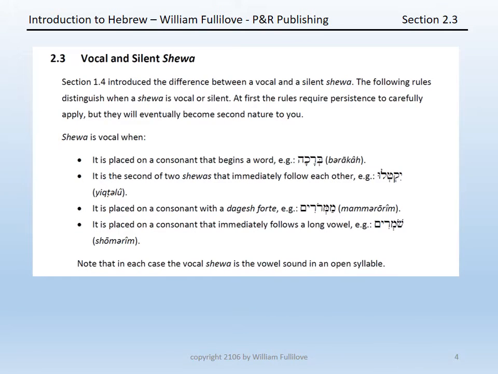And fourth, when a schwa is placed on a consonant that immediately follows a long vowel, it will usually be vocal. So for instance, Hebrew, sho'ma'reem. The long vowel sound creates a closed syllable. The schwa then must be vocal, and then the last syllable, reem. Note in all four of these cases, the vocal schwa is the vowel sound in an open syllable.